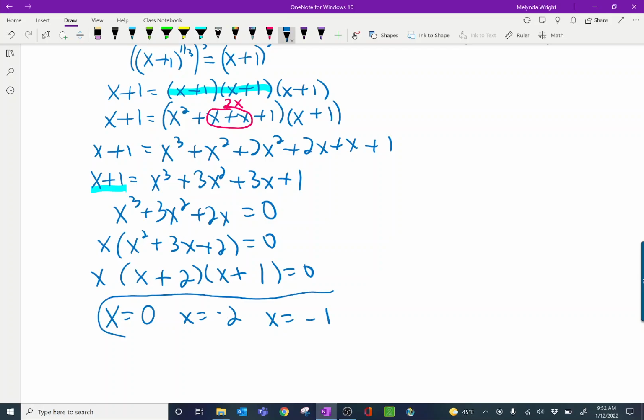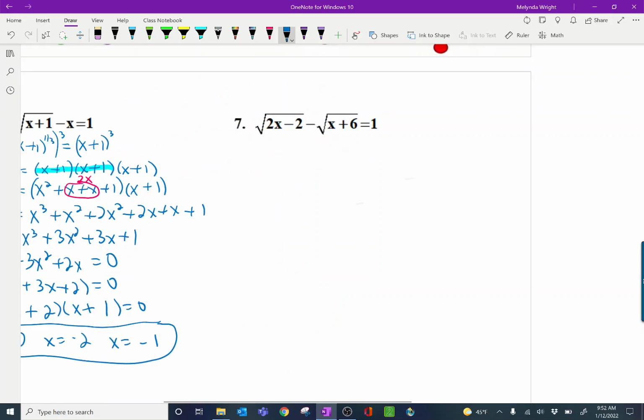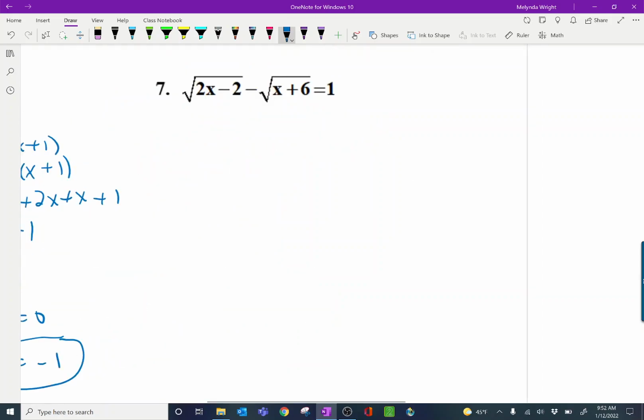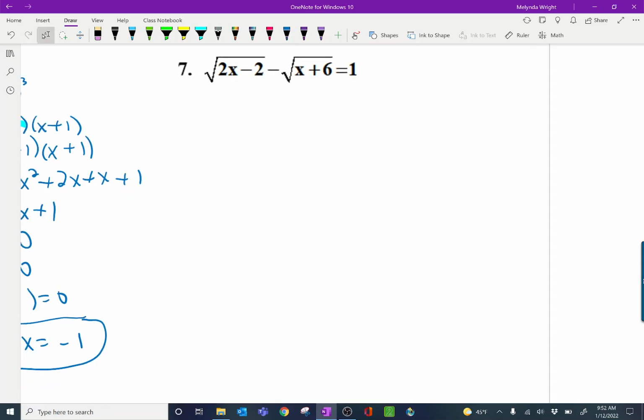All right, that takes us to our very last problem. Oh, it's a crazy one. I have 2 radicals, and the instructions said if I have 2, I need to move 1 over. So I'm going to leave the square root of 2x minus 2 over here, and then I'm going to move the square root of x plus 6 over, just so I can, I like things that are positive. That just makes my life easier. Now I'm going to square both sides.